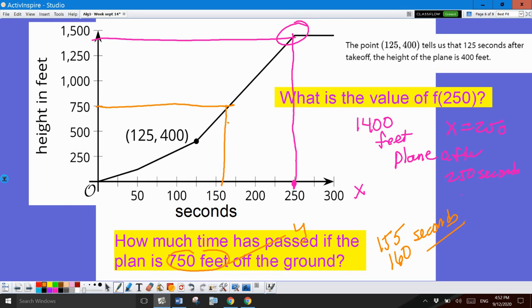So we use functions a lot to analyze what's going on. Okay, so you have to be able to read them if they give you something in function notation. So if it says f of 250, that really is telling you x is 250. And then they're going to say something like, how many seconds have passed if it's 750 feet off the ground? That's the y value.